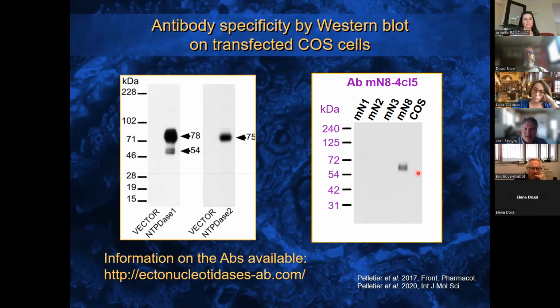Same thing for NTPDase2 and 8. These antibodies each detect only one NTPDase. For example, the NTPDase8 antibodies don't cross-react with NTPDase3, which is expressed here, or with NTPDase2 or 1. And most of these antibodies are also species-specific. Some detect mouse and rat forms, but most of them are species-specific.